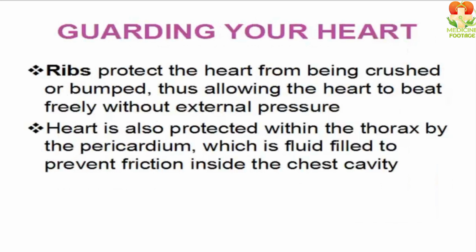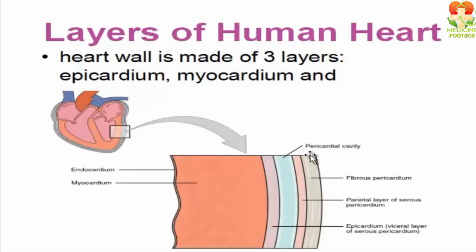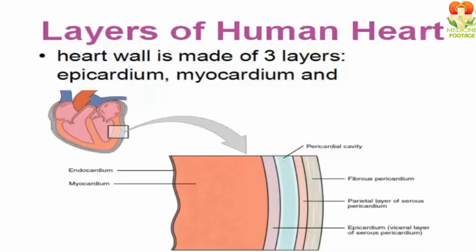The second protective feature is the thorax. Thorax contains fluid around the heart. If we look at the layers of the heart again, the endocardium, myocardium, and epicardium, we see that there is a layer of fluid around them. This is called the pericardial cavity. This cavity contains pericardial fluid. This fluid prevents friction, providing an additional layer of protection.